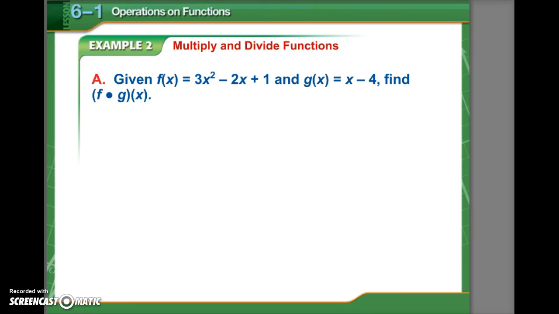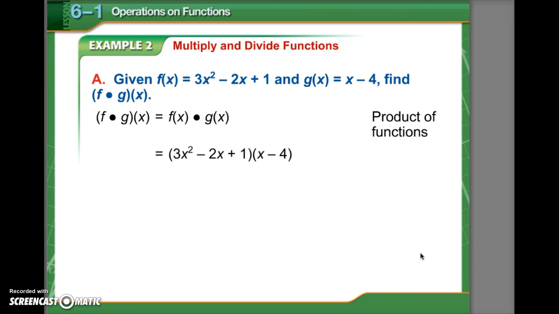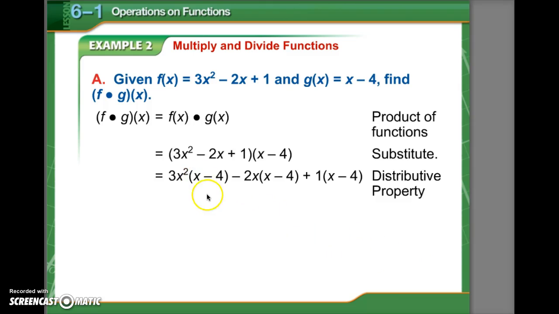So in part A, we have f of x is 3x squared minus 2x plus 1. G of x is x minus 4. And we have to find f times g of x. So we're multiplying our two functions this time. When we do that, it's kind of like foiling, but really it's just an elaborate distribution.